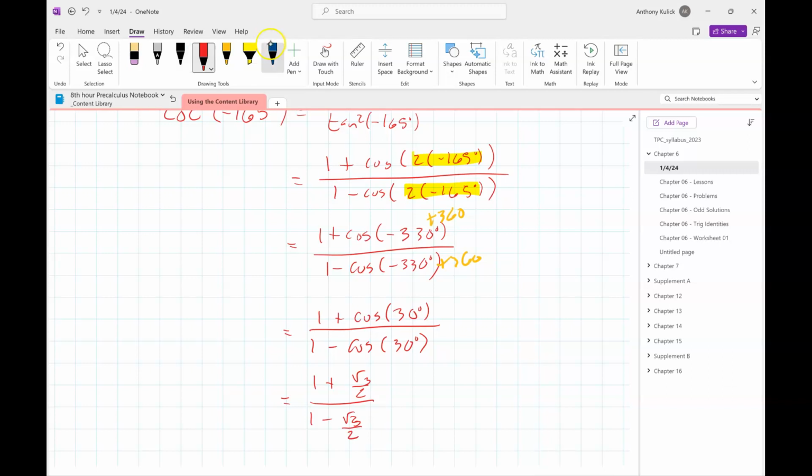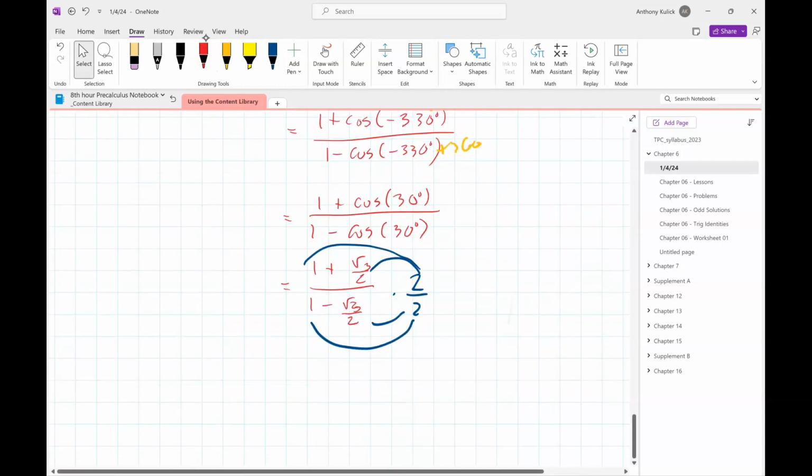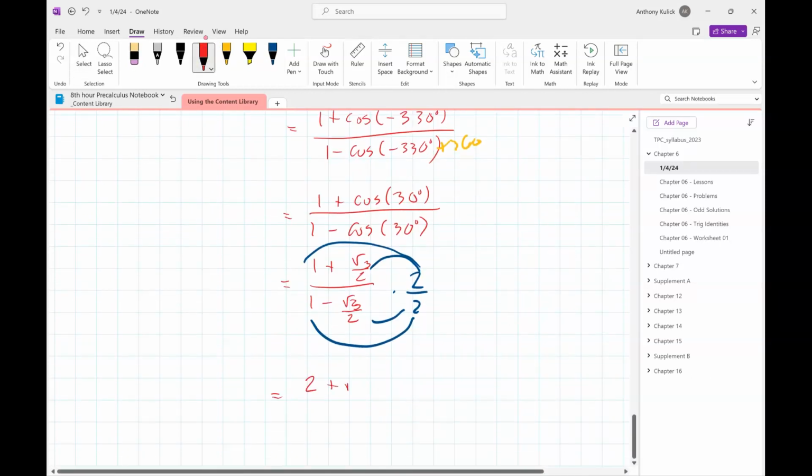Feel good? How do we get rid of the fraction inside of the fraction? Multiply by 2 over 2. Yep. Again, that 2 is going to multiply everywhere. Now, what's wrong? What's Mr. Kulik going to have an issue with this one? Still don't love this answer. Why not? Ah, square root in the denominator. Yes. How do I take care of that?